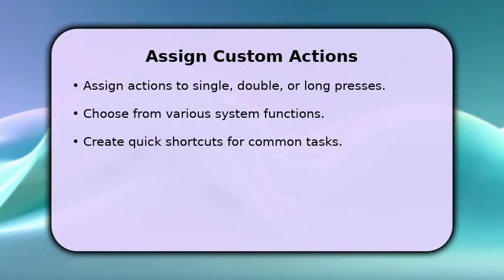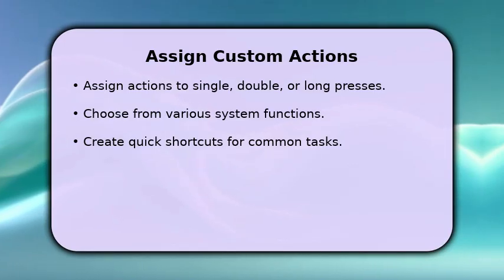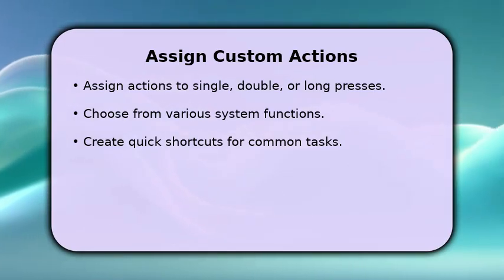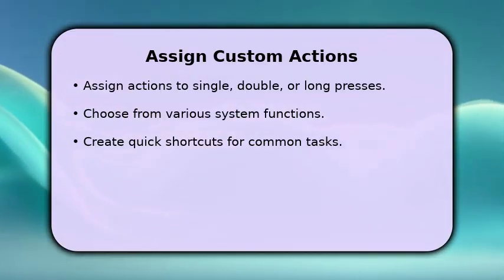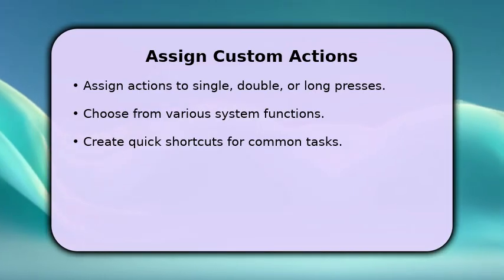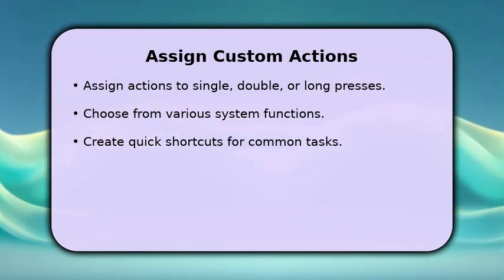Finally, you can assign custom actions to the white circle's gestures. Under the Assistive Touch settings, you'll find options for single tap, double tap, and long press. You can assign functions like taking a screenshot, locking the screen, or opening the control center to these gestures, making your iPhone even more efficient.